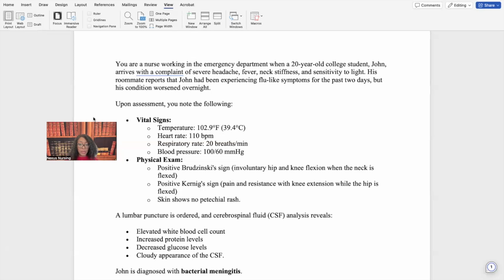When I get to the physical exam, the Brudzinski, the Kernig's. And when I get to the lumbar puncture, that cerebrospinal fluid analysis, the elevated WBC, the increased protein, decreased glucose, and cloudy appearance, all of those are abnormal. All of that clinical picture, plus the fact that this is a young adult that has a roommate, because when it comes to bacterial meningitis, this is a classic picture.